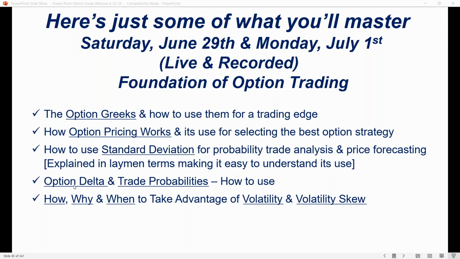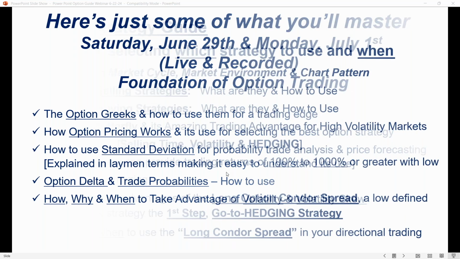The importance of how to use your option delta for trade probabilities, and how to do that for all your trades to assess risk. And then we'll get into how, why, and when to take advantage of volatility and volatility skew, the two different skews that we'll talk about, positive and negative skew, and how those can affect and benefit your trade.